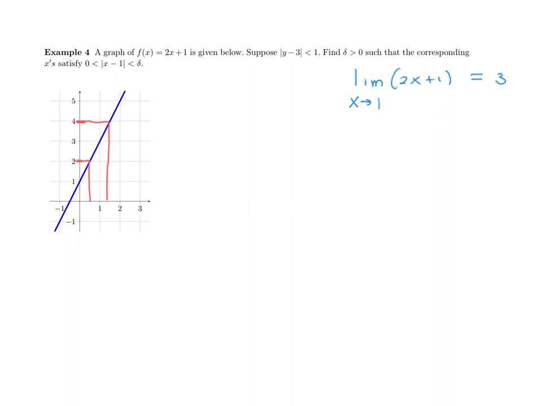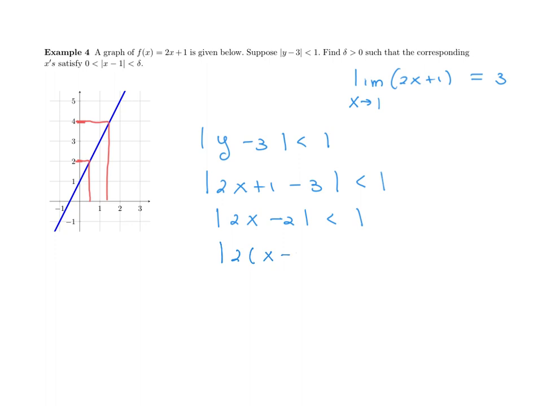I think what I'm going to do is use an analytic method. I'm going to start with our assumption and say, well, I know y minus 3 is supposed to be less than 1. But here y is the function, which is 2x plus 1. And if you simplify 2x plus 1 minus 3, you get 2x minus 2. Now, I'm looking for an x minus 1, and I don't see one. However, I can factor a 2 out from both terms. And now I do see x minus 1. It's 2 times x minus 1.